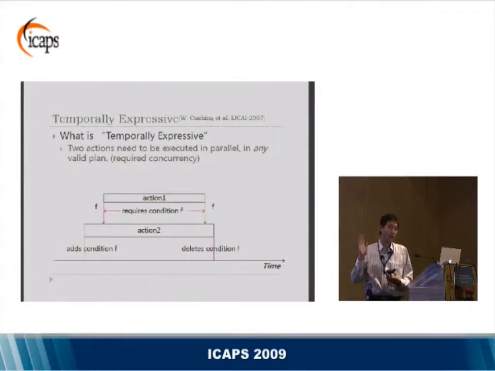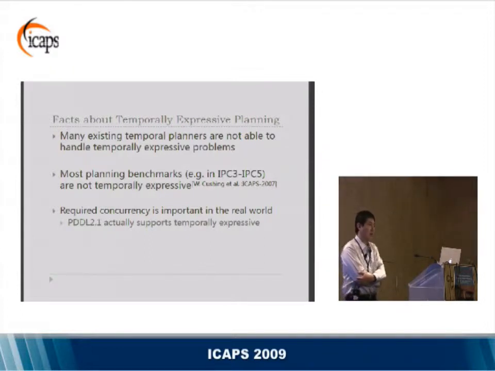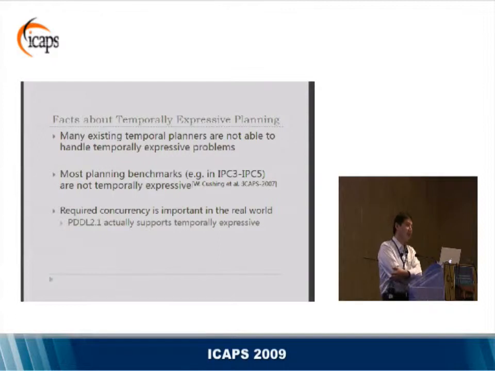And also, for example, if you have a deadline, in order to catch the deadline, you have to make concurrent plans. So some facts about temporally expressive planning. Many existing temporal planners are not really temporally expressive. And also, most planning benchmarks, those used in the recent international planning competitions, are also not temporally expressive. Namely, you can find plans where the actions have durations, but you don't require any of them to be concurrent. So these are temporally simple problems.